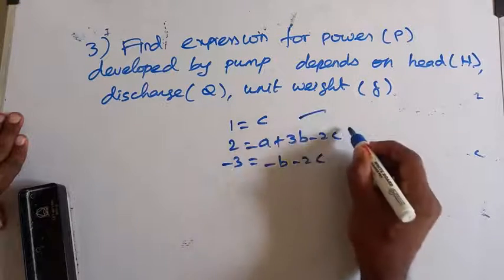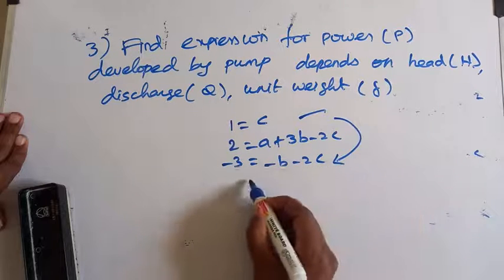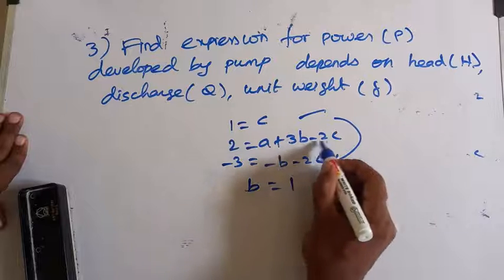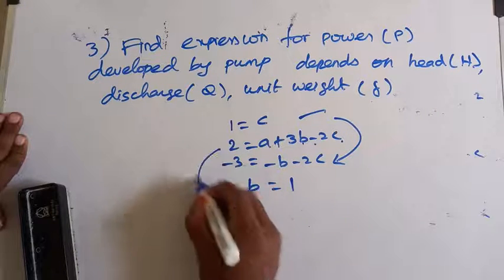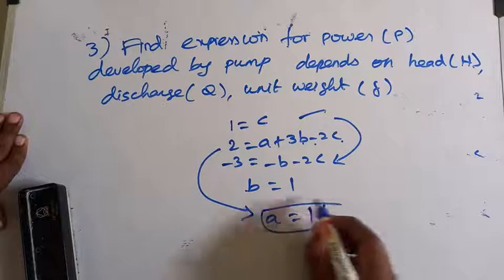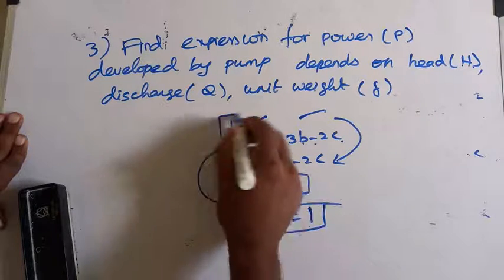So I know the c value. If I substitute the c value here, I will get the b value is equal to 1. If I substitute the b value and c value in this equation, I will get the a value is equal to 1. Okay, so I will get a equal to 1, b equal to 1, c equal to 1.